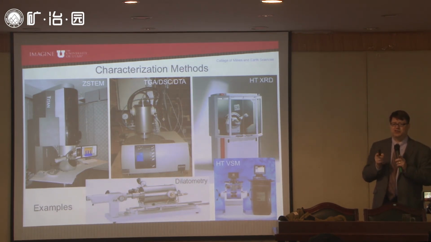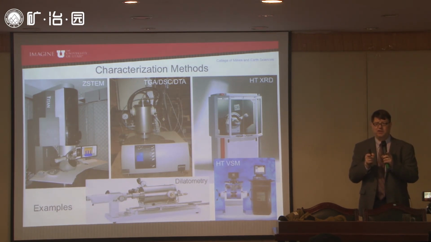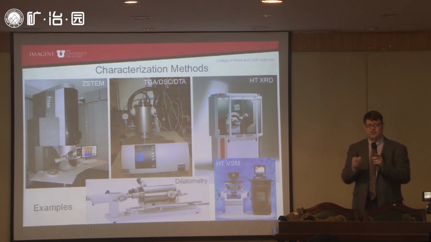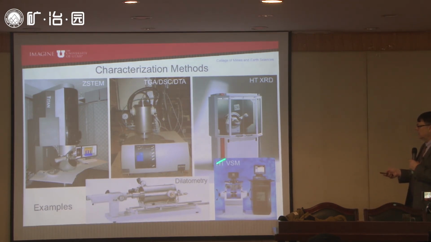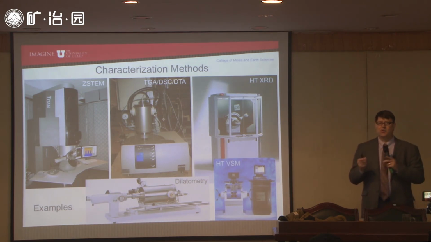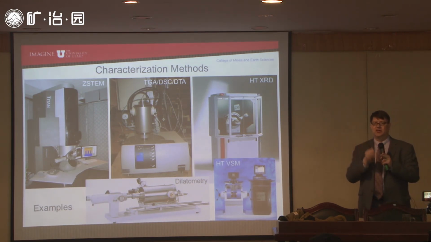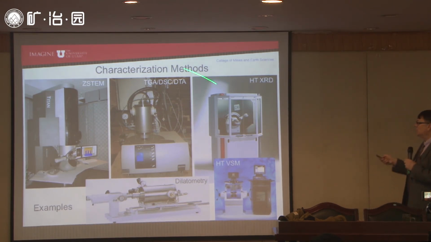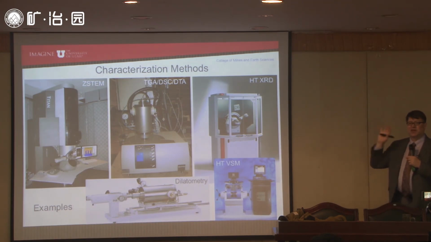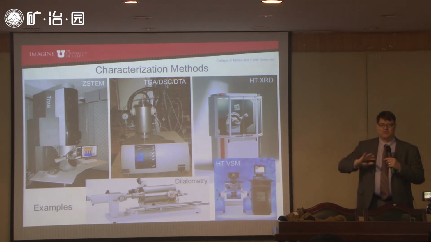Dilatometry means that you're measuring the thermal expansion of a material, and by measuring the thermal expansion of the material, when you see a change in the coefficient or you see a transient, that tells you that you have a phase transformation. And then we'll also use vibrating sample magnetometry, high temperature vibrating sample magnetometry, which allows us to look at the magnetic properties and look at magnetic phase transformations. So all of these things together allow us to paint a complete picture of the phase diagram, and different instruments allow us to look at different aspects of the phase diagram.